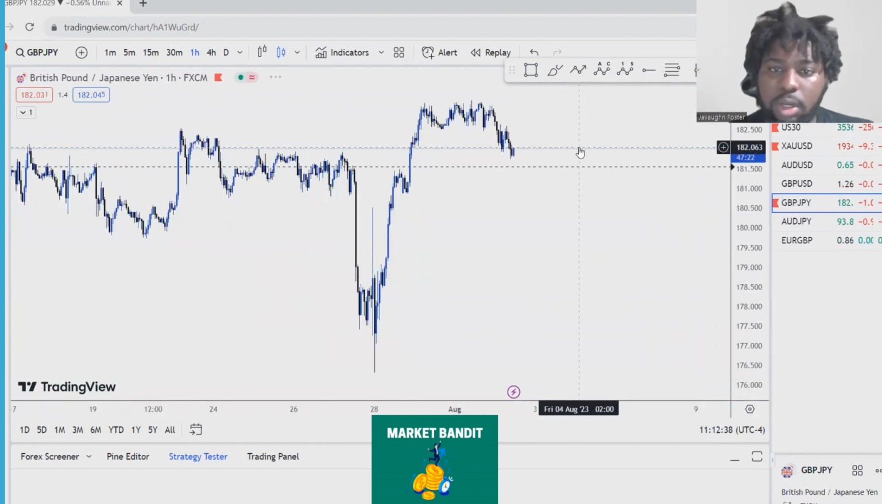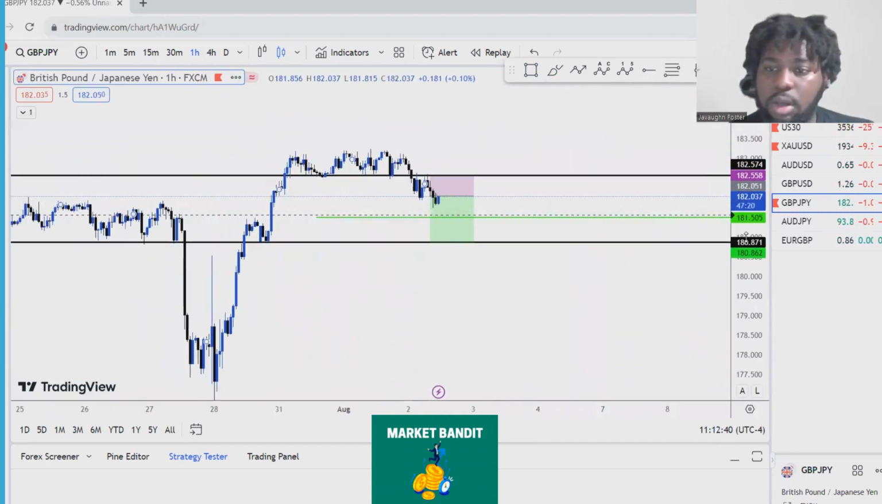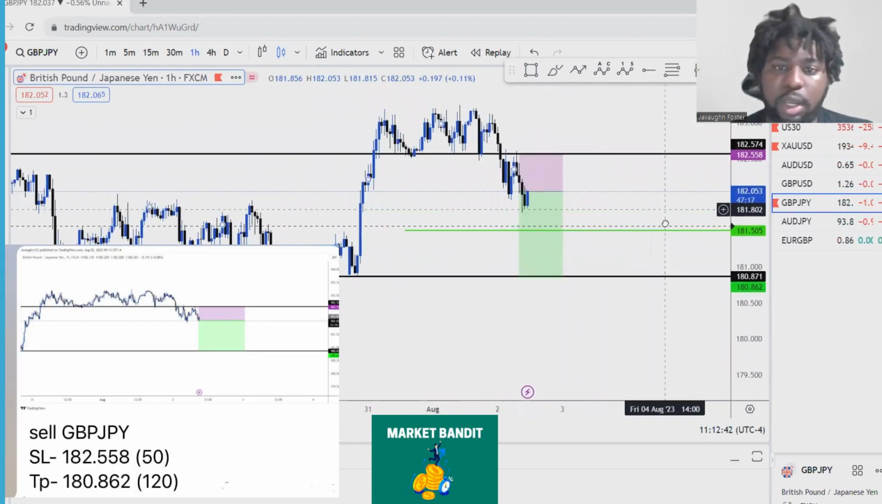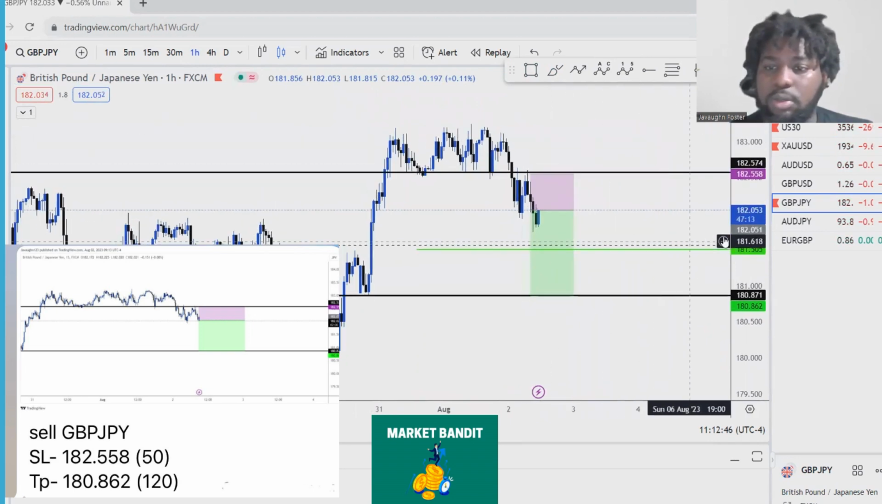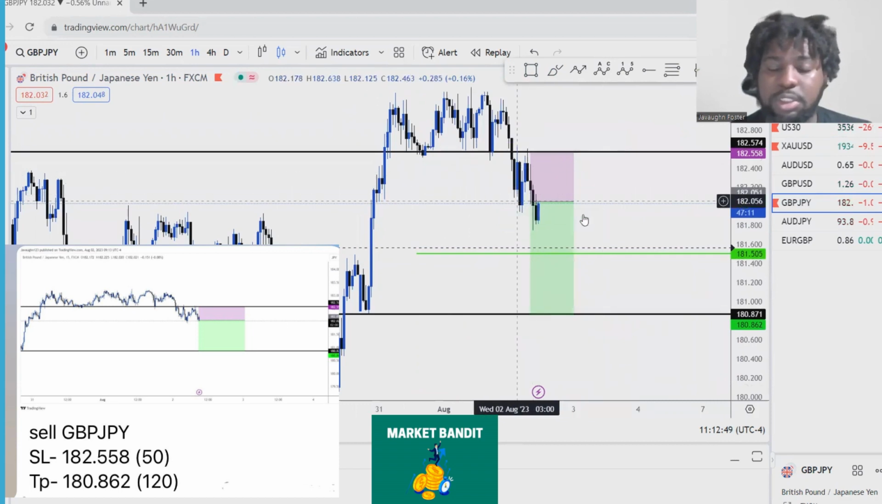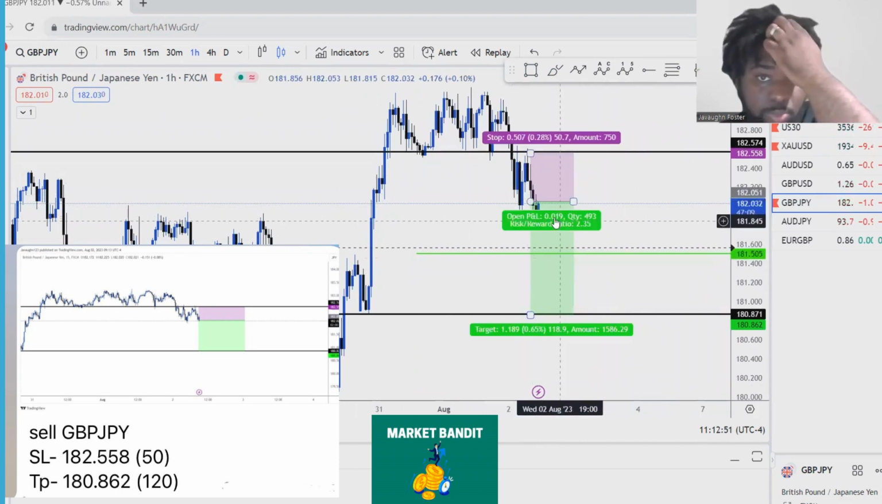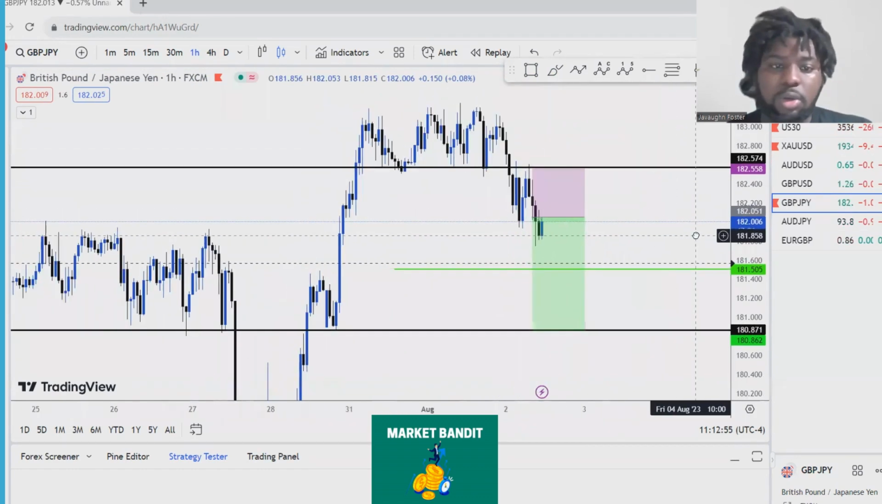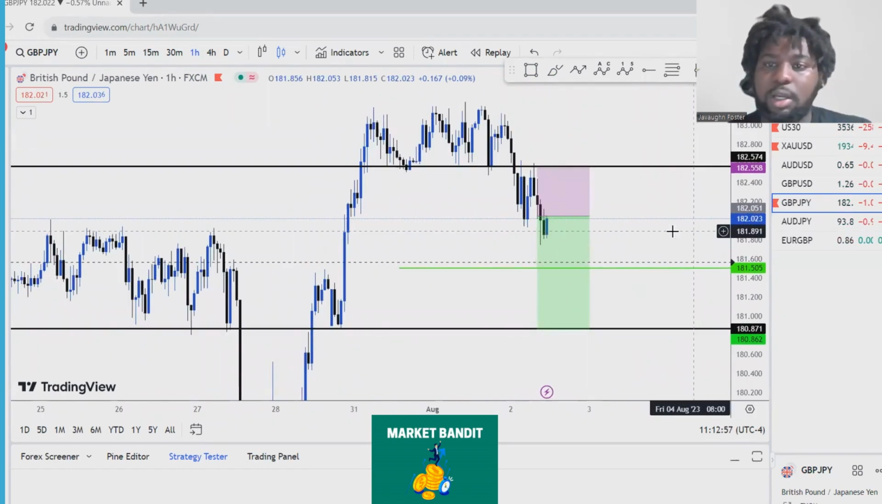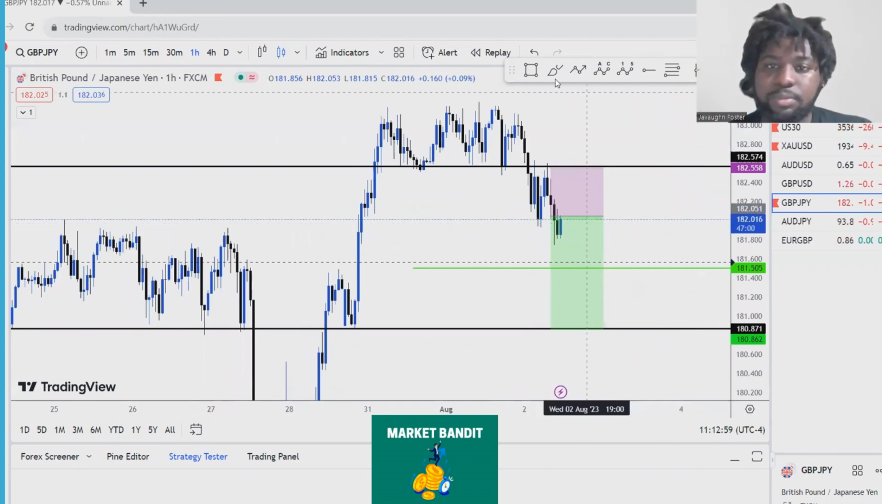GBPJPY, right, another solid trade. Still in this trade, it's a little rough right now, but price did drop a few pips, and I was able to close off some positions. I had multiple positions open here, but I was able to close off some profit and leave the ones with less risk open. But also another setup that I took and sent to the team was here.